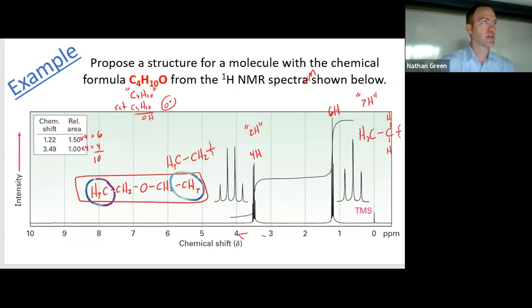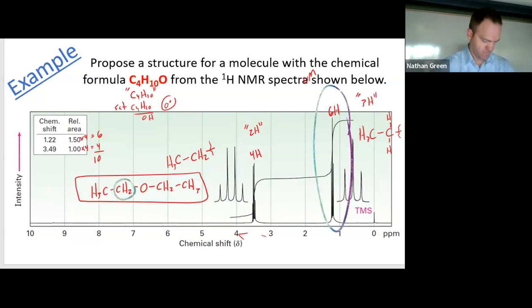Those two CH3s are chemically equivalent. That should show up farthest to the right because that signal is the most shielded. It would integrate to 6 and it would look like a triplet because the CH3 only has 2 neighbors. Well, I have a signal over here that integrates to 6 and shows up as a triplet. Yay.